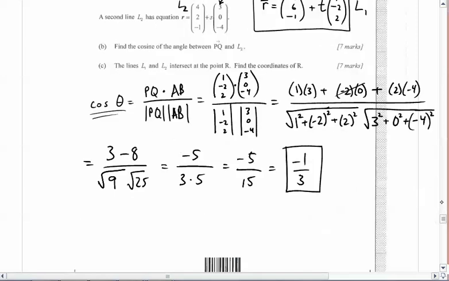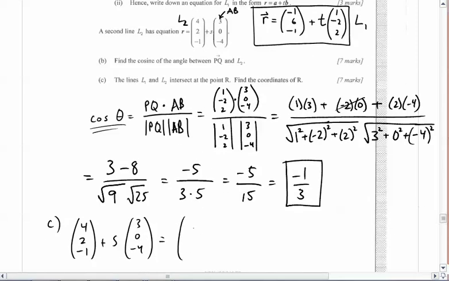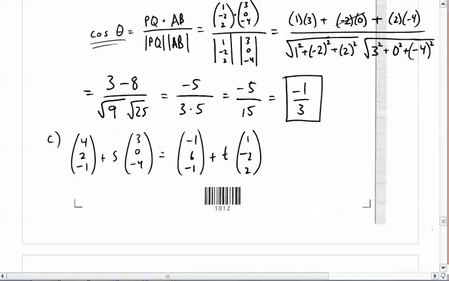Now these two lines intersect at point R. Find the coordinates of R. So that's just saying when is this second line, 4, 2, negative 1 plus s, 3, 0, negative 4, when is that equal to the first line? Negative 1, 6, negative 1 plus t, 1, negative 2, 2. Any one of those two things equal. So we can solve for s and t.